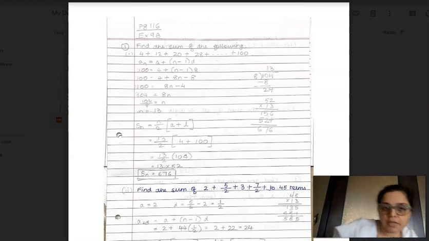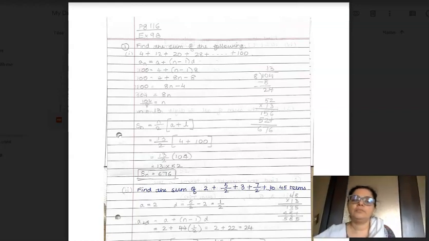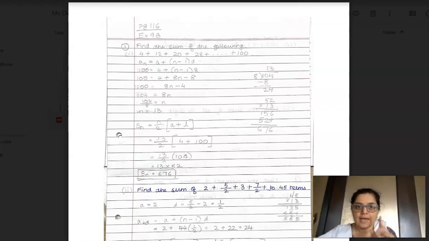Okay, so we're starting out. These sums are from the chapter Arithmetic Progression, and the exercise I've taken is exercise 9B from Frank. So let's go to the first sum.